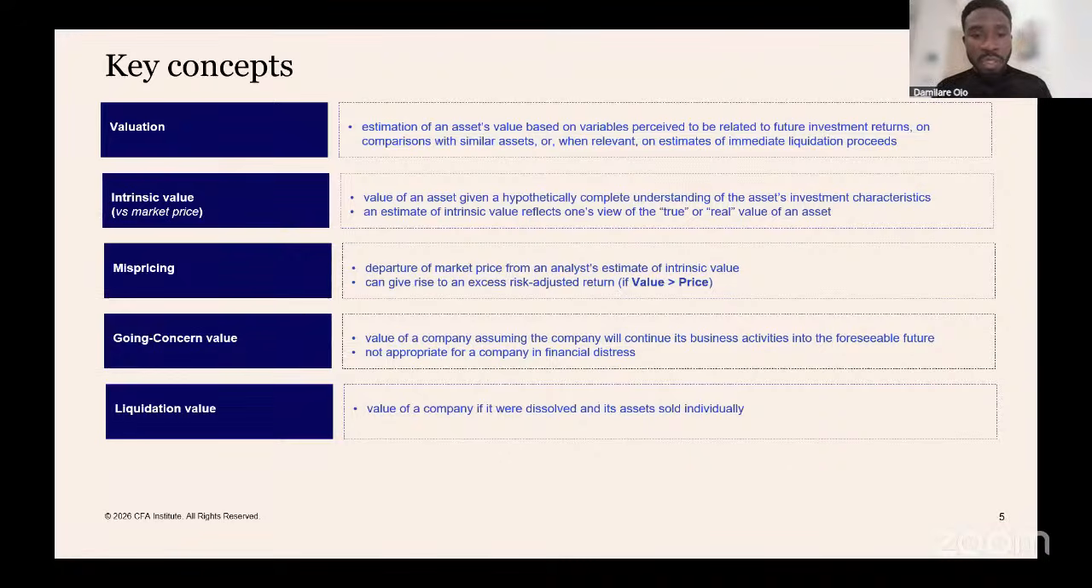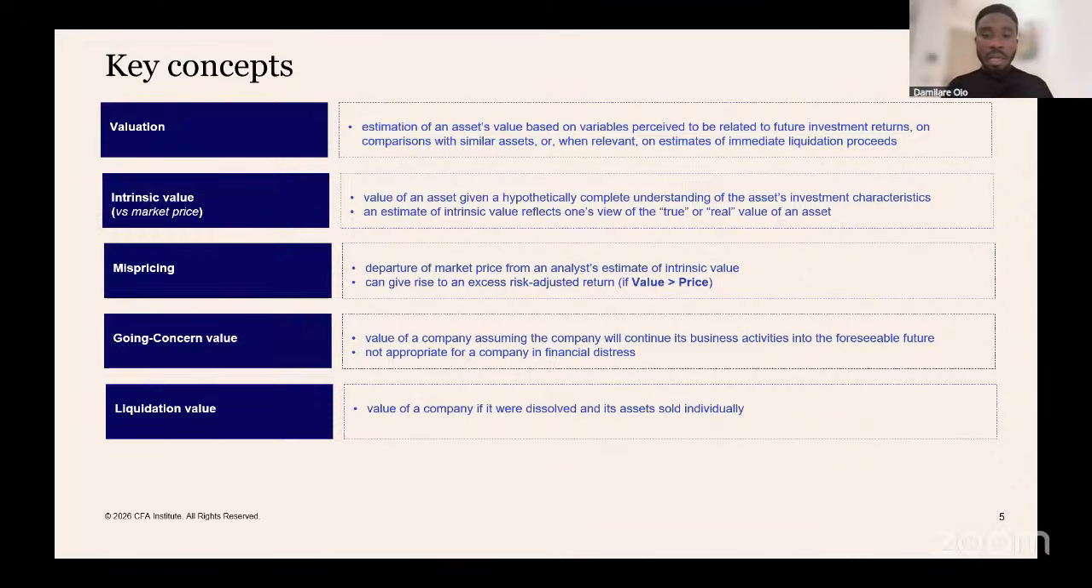And the second bullet point is very important for us to note: we don't use a going concern value when a company is in financial distress. If any company that you are trying to value is in financial distress, then a going concern basis is not appropriate, because a company being in financial distress means the company can fold up at any point in time. So you can't assume that a company will continue to exist in perpetuity.